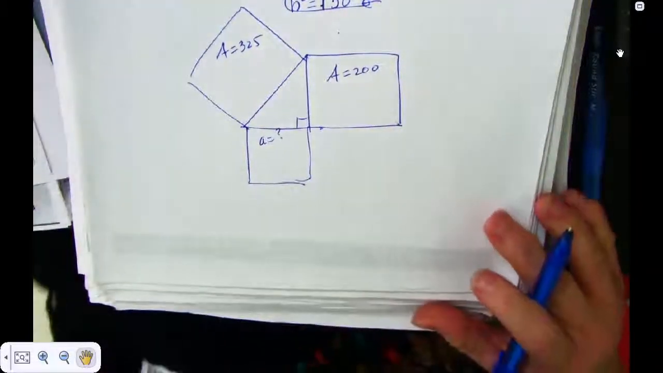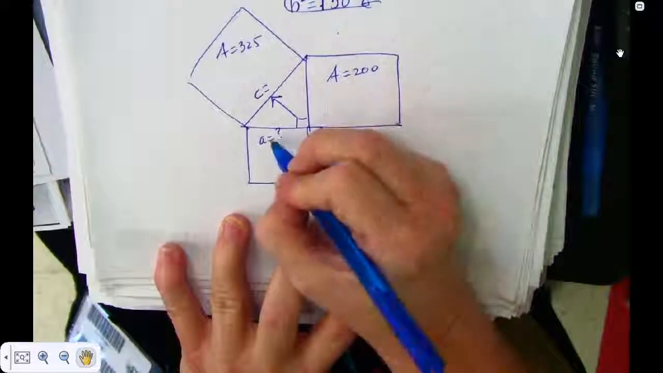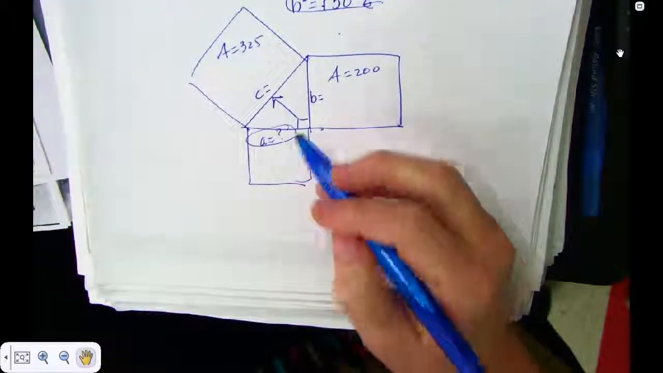Okay, so we need to do what? Label. There's your right angle. That's side C. That's A. That's B. What are we trying to find out here? No. Question mark. Huh? The length of A, not area of anything. I want the length of A. That's why, guys, it's important.